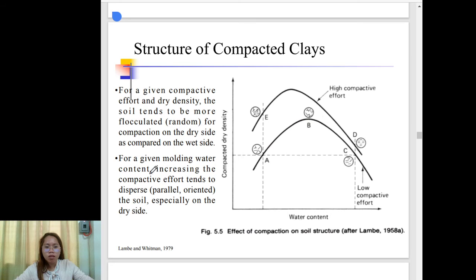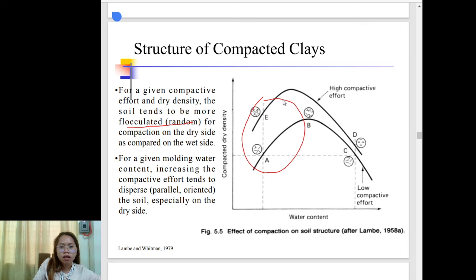And for a given molding water content, increasing the compactive effort tends to disperse or orient the soil in parallel, especially on the dry side. If you compare this one, the dry density at this portion here, the particles are random, flocculated. Then, increasing the moisture content, in the wet portion, the particles become oriented, parallel.